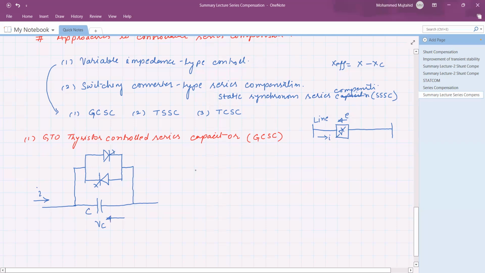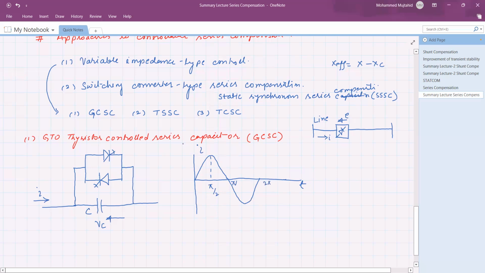Now, first we will discuss the waveform. Say this is the current waveform. This is the transmission line current I, and this is omega t, or time t. This is the crest value of current at pi by 2. This is pi and twice pi.